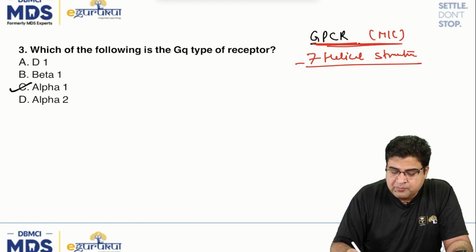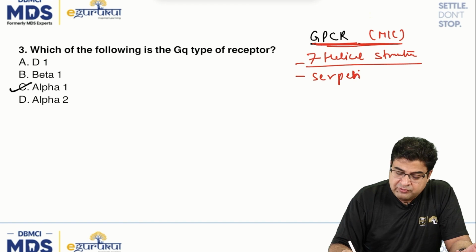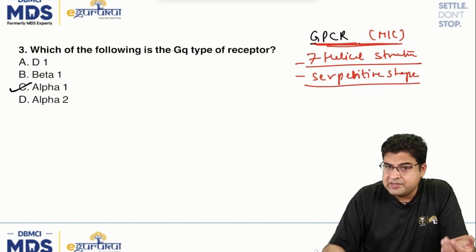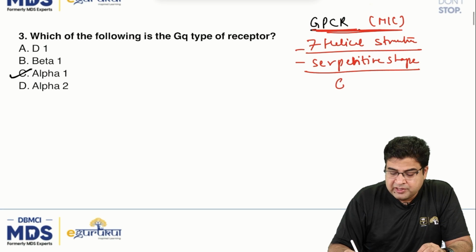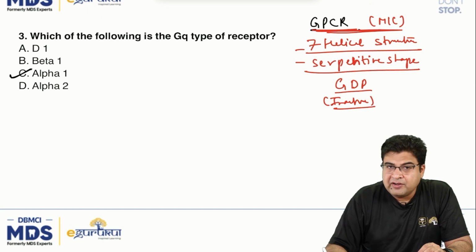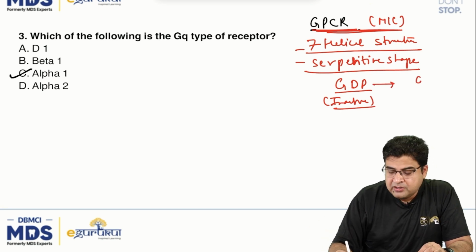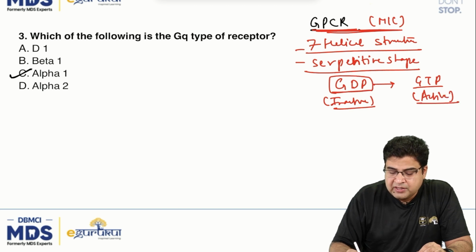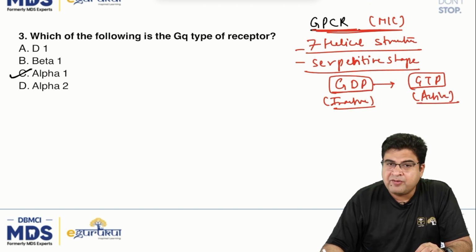It has a shape like a snake, and we know that in Sanskrit the snake is known as serp, so it's a serpentine shape, a 7 helical shape, where we have the presence of this G protein. This G protein is mainly present in GDP form. The GDP form is the inactive form of the receptor, and whenever the drug comes and binds to the receptor, this protein becomes GTP, which is the active form. So GDP is the inactive form, GTP is the active form of the receptor.